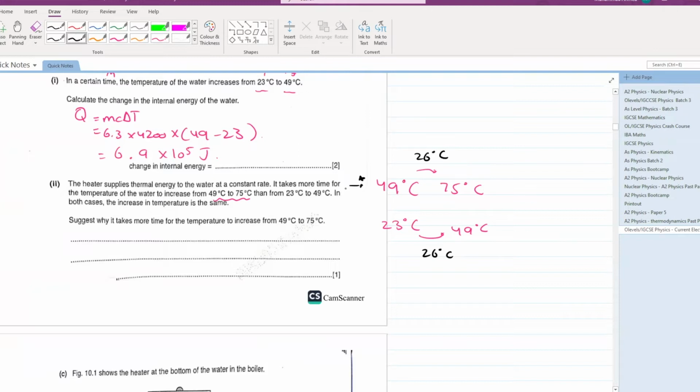Why is this the case? Why does it take more time for the temperature to increase from 49 to 75 degrees centigrade? Because more heat is lost to the surroundings. More heat is lost at higher temperatures. Simple. Let's further move ahead.